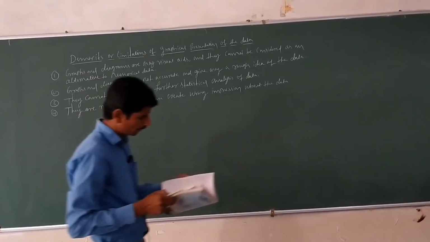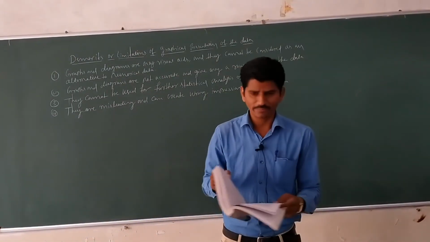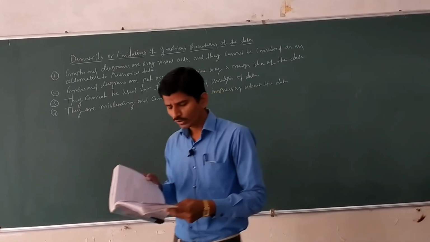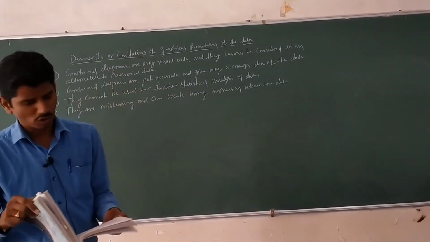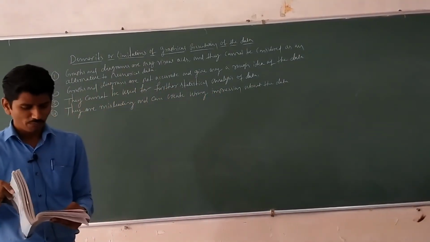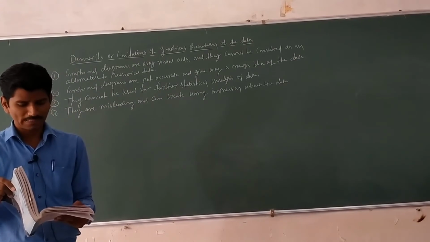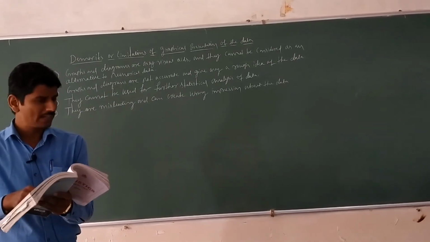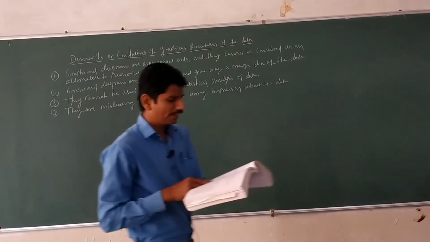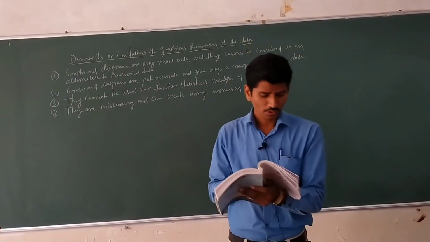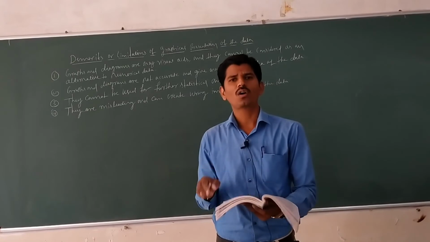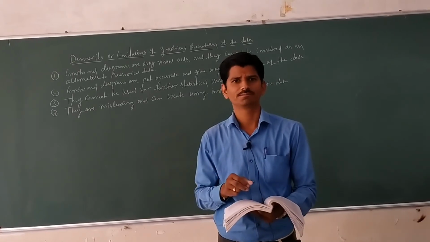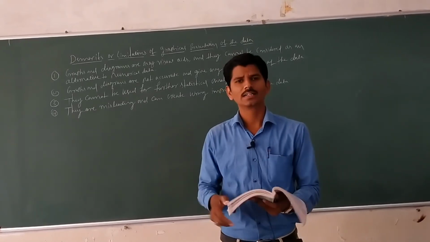Problem number 36 and 37. Problem 36: draw the values for the following data and measure the value of the median. Problem 37: the following table pertains to sales of cars in Bangalore of different companies and brands in the year 2010. In both the problems, we have to draw the values. It is homework. Okay, 36 and 37 are homework.